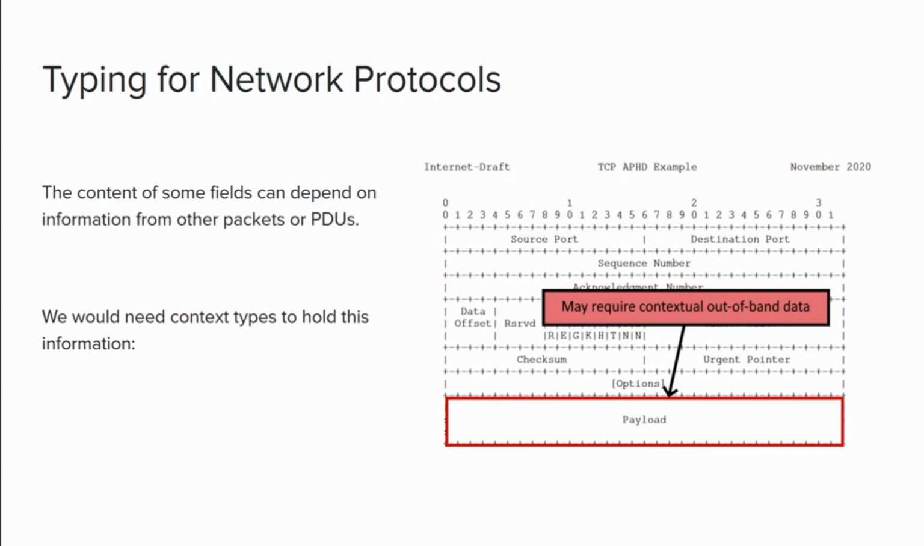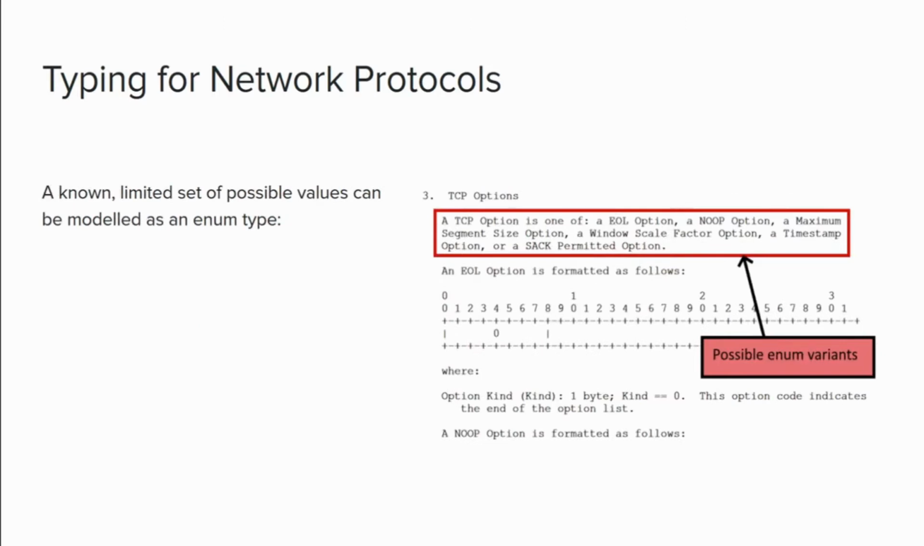We can hold this information in a context data type, which can be accessed by other protocol data units, which also feature in this draft when required. A field which can take on one of a limited possible set of values can be modelled as an enum. So we've got them here. An enum is indicated in these drafts with the stock phrase, a TCP option is one of. So is one of is the key phrasing we would need to use in these modified standards documents.